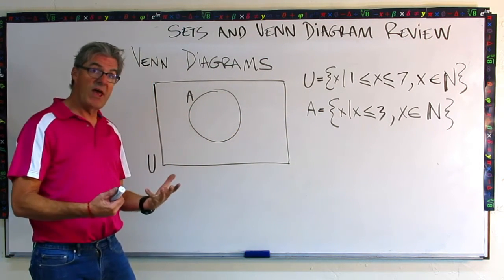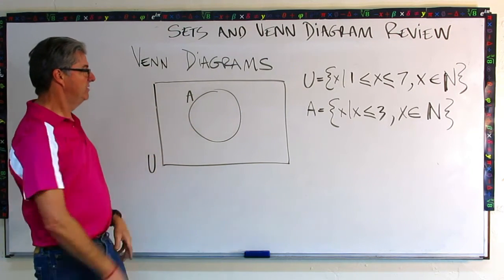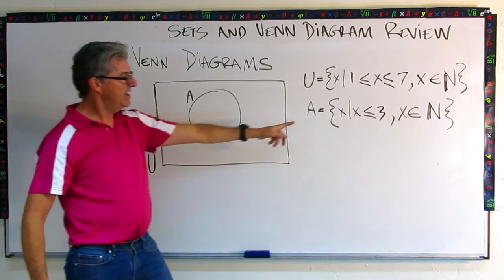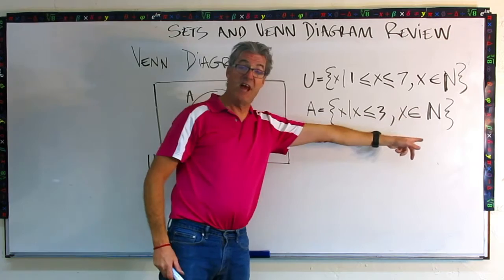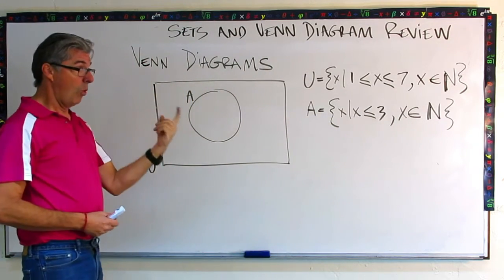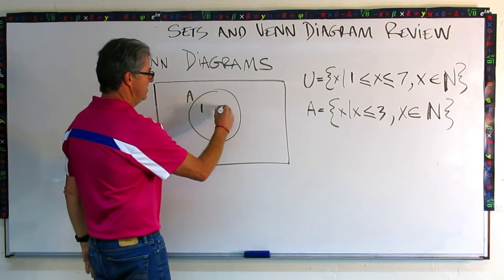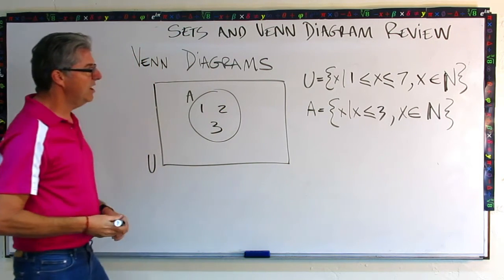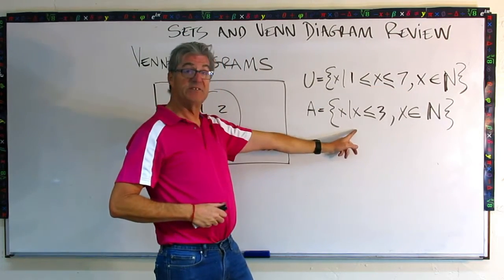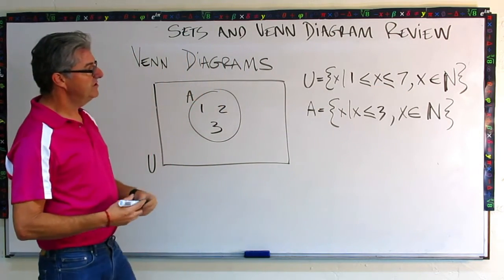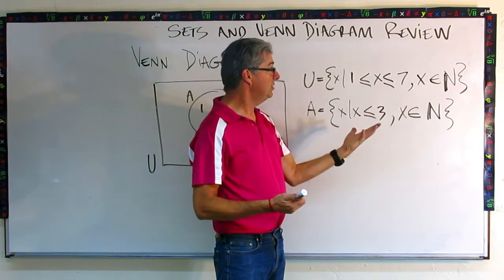Now the easiest way to populate a Venn is to start in the center and work your way out. So let's do set A. The set of all x such that x is less than or equal to 3 and x is an element of the natural numbers. So that would be 1, 2, and 3. That's it. That's what set A is. 1, 2, and 3. Now let's look at what's left. In other words, what's in this universal set that's not in set A. So the universal set is all x such that x is between 1 and 7 inclusive.